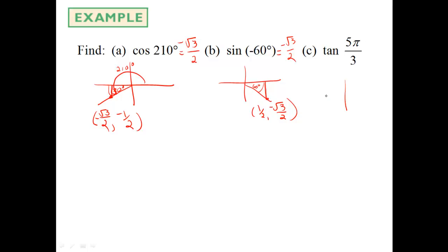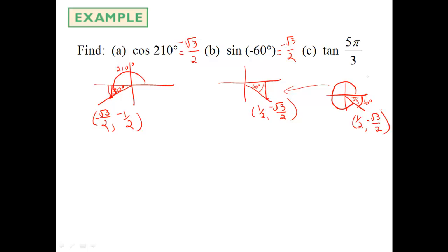First thing I've got to do is think, where's 5 pi over 3? Well, 6 pi over 3 would be all the way back around here to 2 pi. So it must be pi over 3 short of 6 pi over 3. So from there to there is pi over 3, or 60 degrees. So I'm dealing with a 60 degree angle again. In fact, I'm right back over here, same picture. So I know that this is 1/2 and negative square root of 3 over 2.